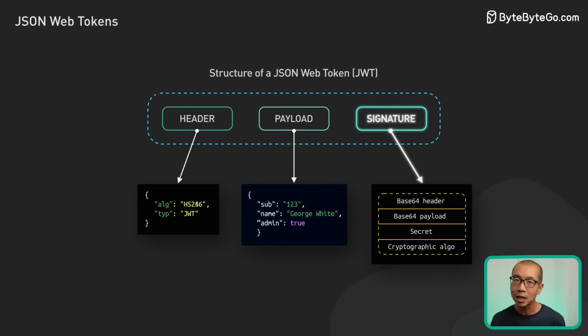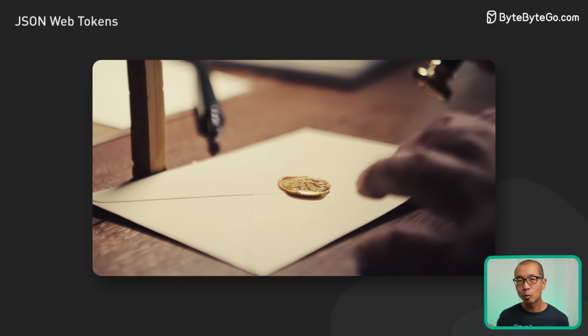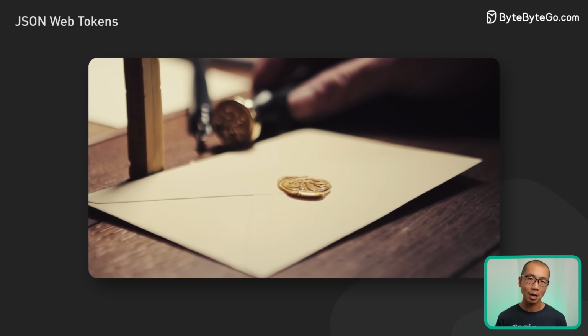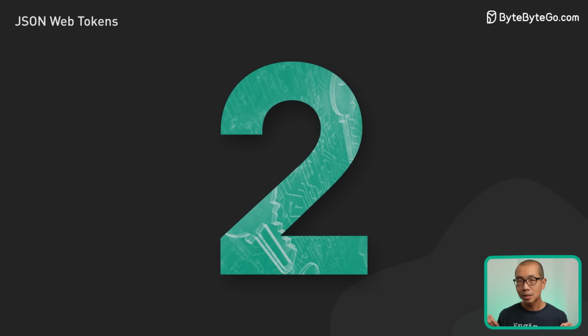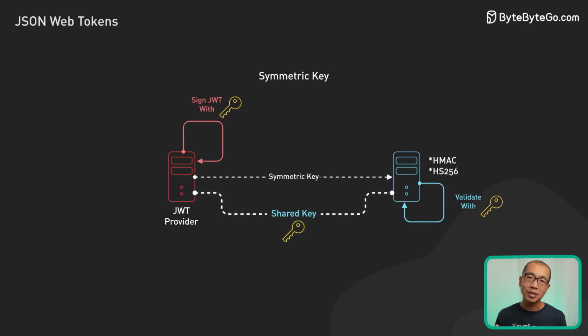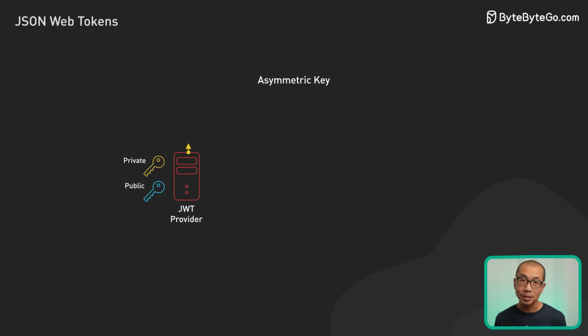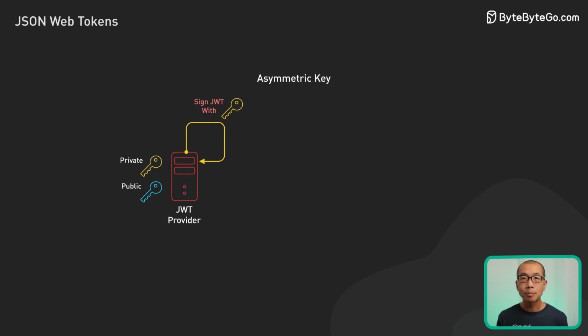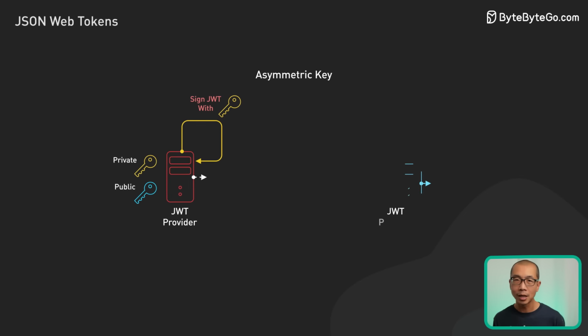Let's talk about signing these tokens. Signing is like sealing an envelope with a wax stamp to ensure it hasn't been tampered with. There are two main types of signing algorithms. Symmetric algorithms, like HMAC SHA-256, use a shared secret key for both signing and verification. Asymmetric algorithms, such as RSA, use a public-private key pair where the private key signs the token and the public key verifies it.